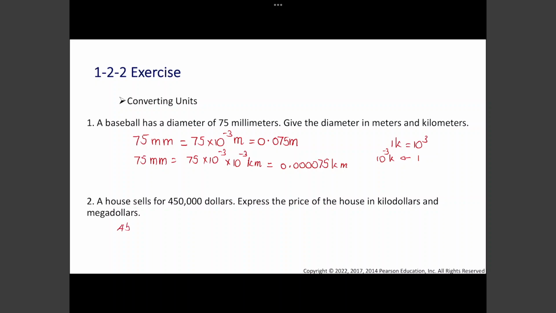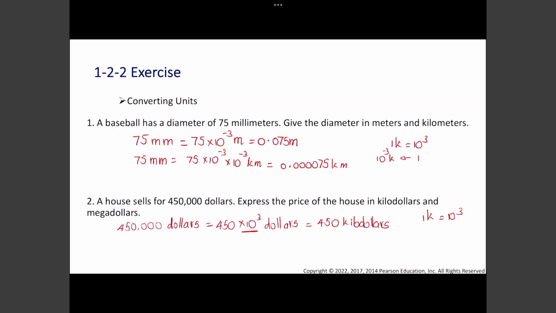So $450,000 is equal to 450 times 10 to the power 3 dollars. And we have to express this in kilo dollars. We know 1 kilo is 10 to the power 3. So instead of this 10 to the power 3, we can write kilo. So it is 450 kilo dollars.